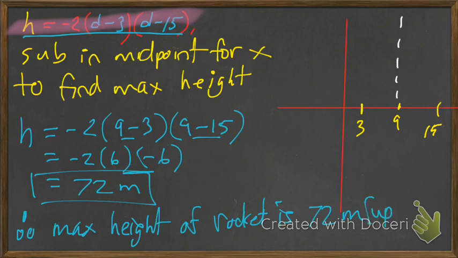Up at 9 meters, we'll call it east. So if the rocket's starting here, it's going to go up, and it's going to hit a maximum point of 72, and it's going to start coming down.